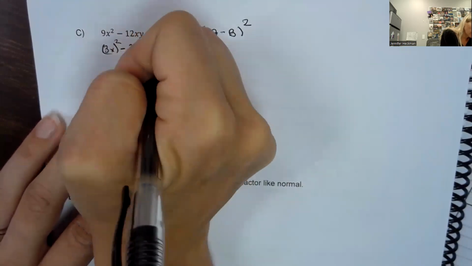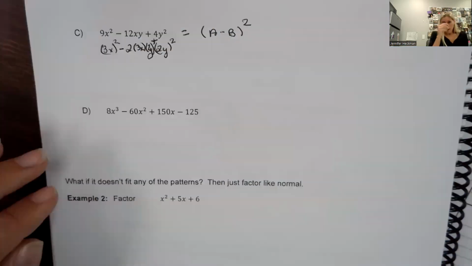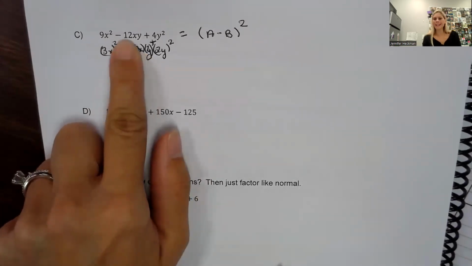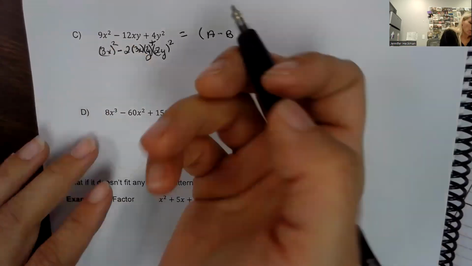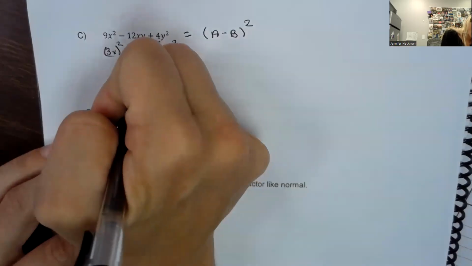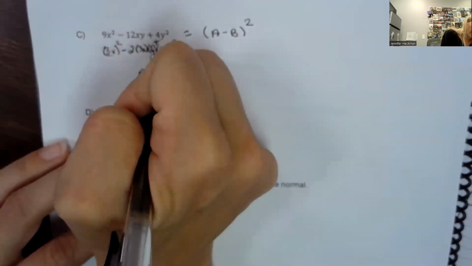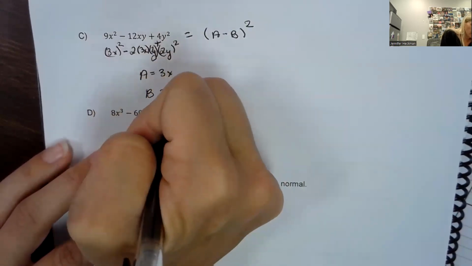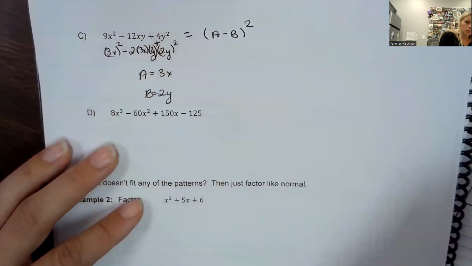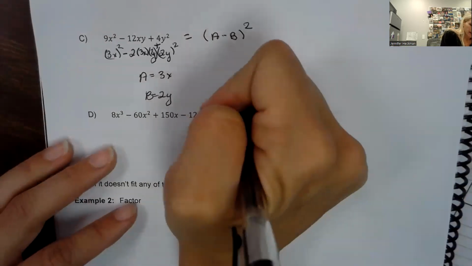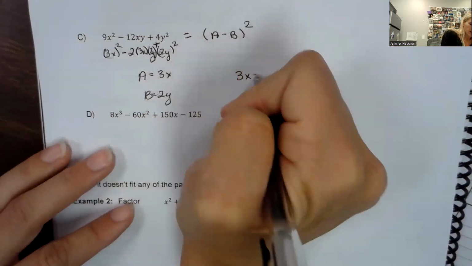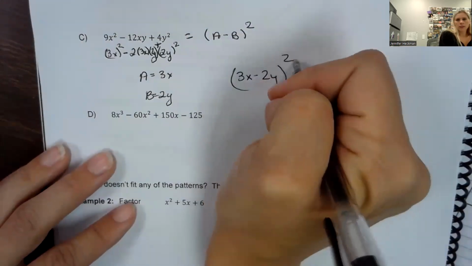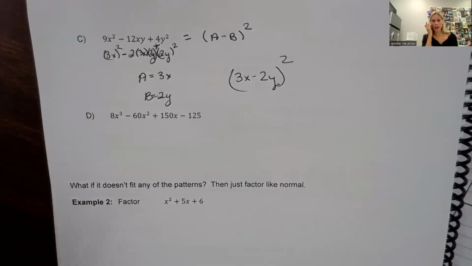I'm not giving myself some room. I'm sorry, guys. And what do you know? Negative 2 times 3 times 2 is negative 12. So we know we're working out really well here. So a in this case is 3x. B is 2y. So when I substitute that back in, I get this 3x minus 2y squared, and I'm done. Okay.